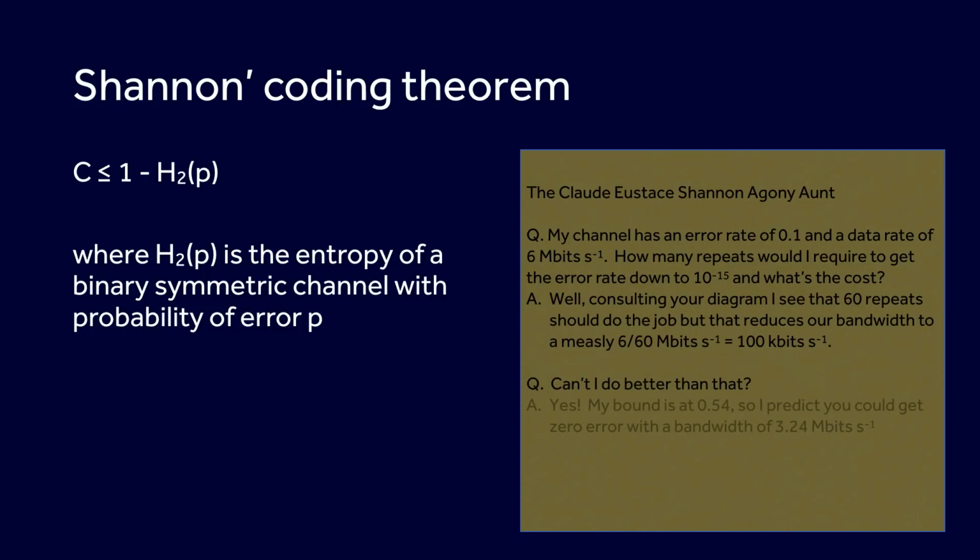Well, the agony aunt says, yes, my band is 0.54, so you multiply 0.54 by 6 megabits. You could communicate at 0 error with a bandwidth of 3.24 megabits a second. Wow, fantastic. So you can imagine what the next question is from our engineer. Well, they're a young engineer, so they say, amazeballs, how do I design such a code? That is the issue, ladies and gentlemen. That is the whole of coding theory in a nutshell.